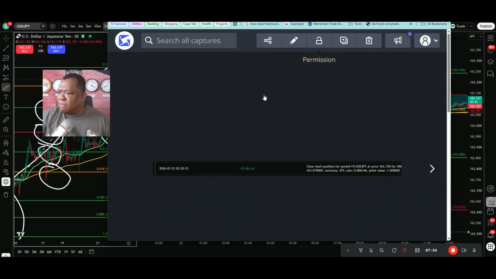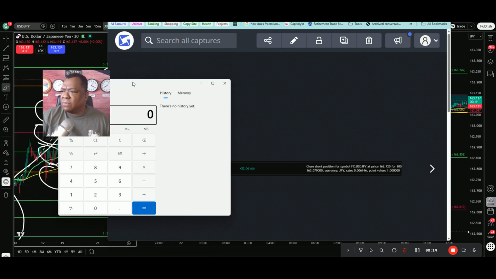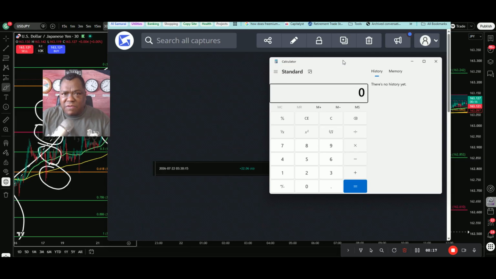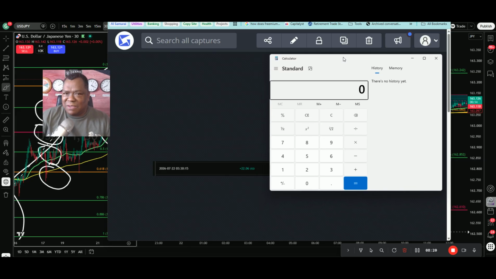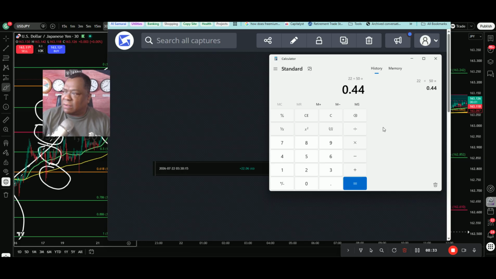We made 22.05, right? And so I got in at 72, the lowest 69. I'm gonna get my little handy dandy calculator here, right? And given that we start with a $50 account, this is just shy of 50%, about maybe 43% or something like that. 22 divided by 50, right? So that was a 44% return.